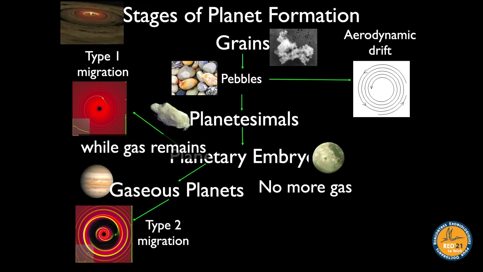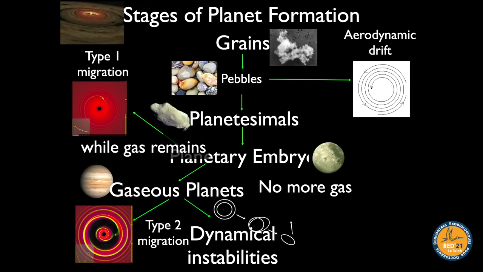Once the gas is gone, after a few million years, like we saw, systems of giant planets can go unstable. This little series of circles is trying to show you that starting from a system with many planets, they can go unstable and kick each other around and end up with just one or two planets with very stretched out orbits, like we'll talk about.